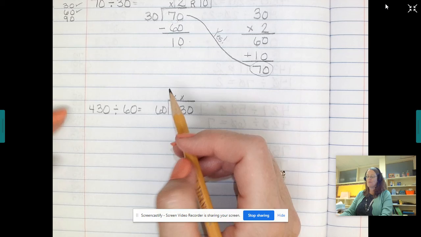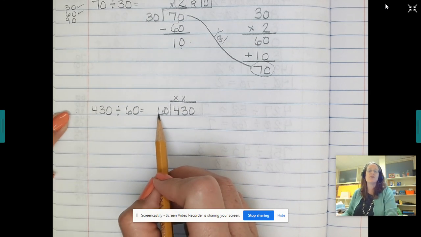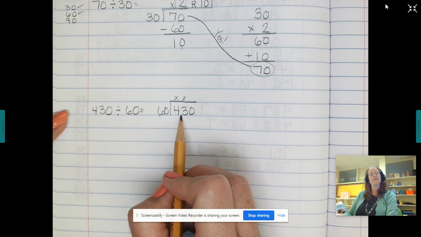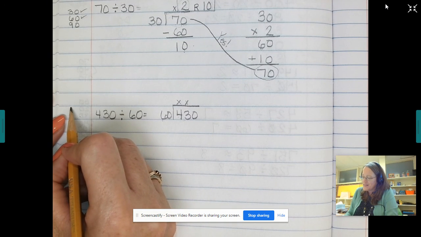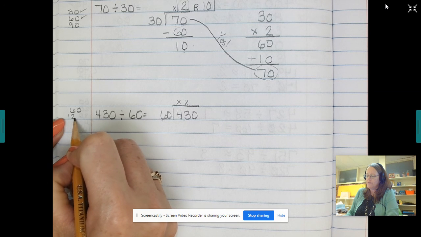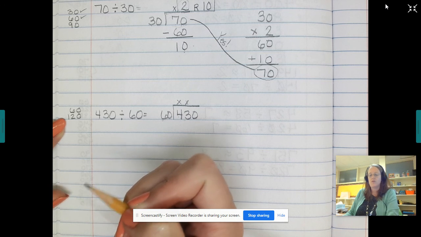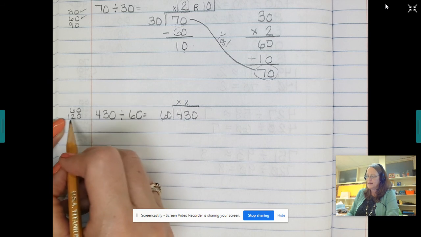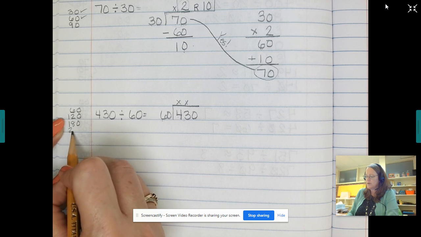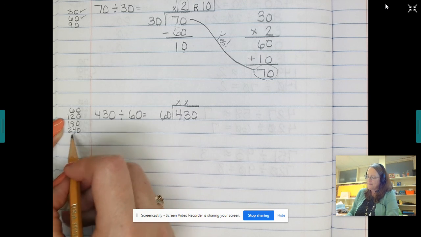We are going to go over into the margin and we're going to skip count by our divisor until we get really close to 430. Here we go. 60. And remember, 6 times 2 is 12, and simply add your 0. So 60, 120, 6 times 3 is 18, 6 times 4 is 24. Am I close? Not yet.